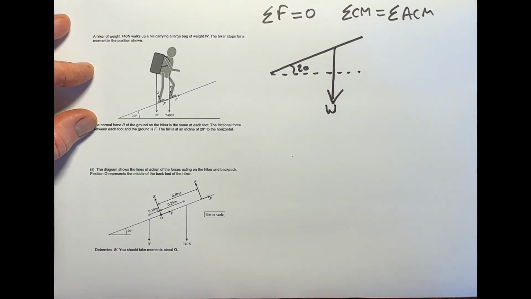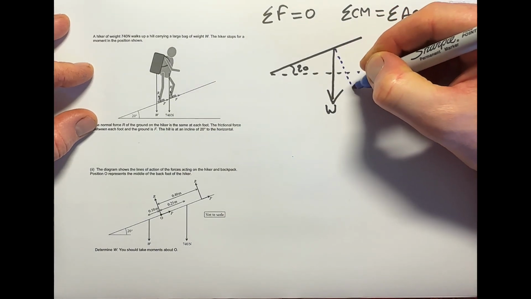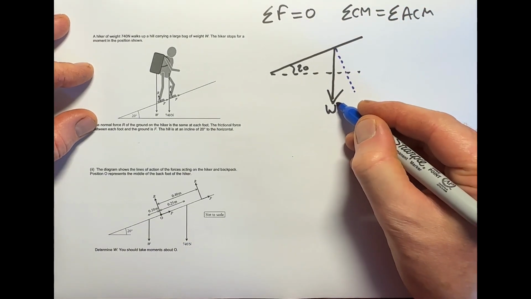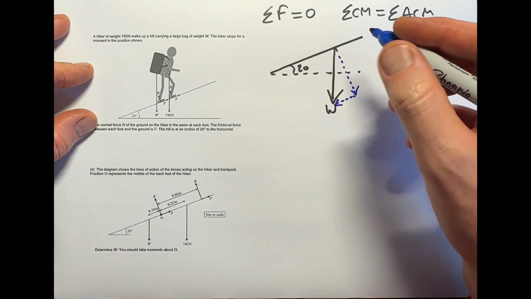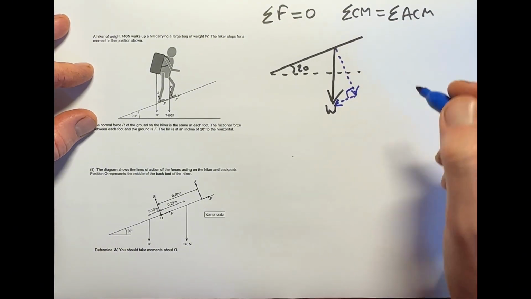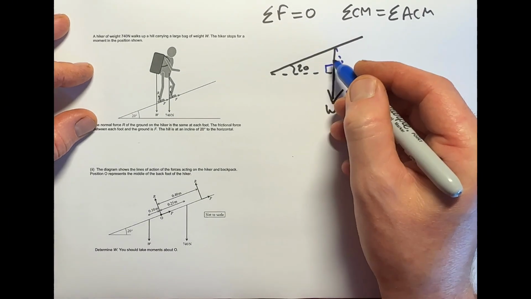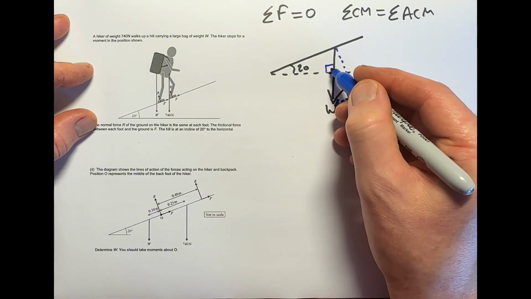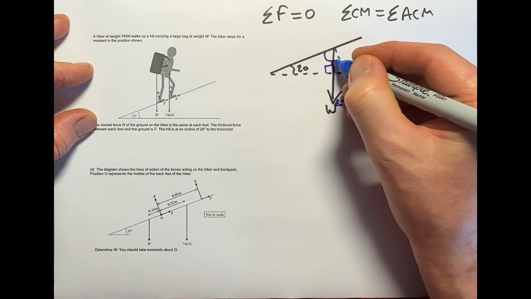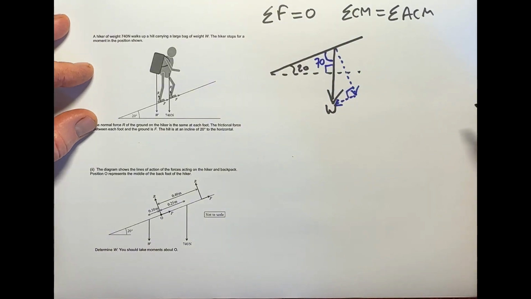Then we can think about that weight as split into two components: the component perpendicular to the slope and the component parallel to the slope. Now we know this angle here is 90 degrees, and this angle here is 90 degrees. If you think about this triangle, that's 20, that's 90, so that makes 110. So this angle here must be 70, because the angles in a triangle have to make 180.